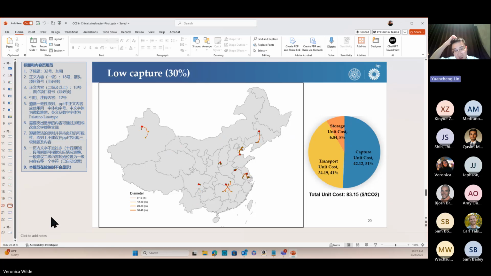Okay, you can also verify this conclusion in the low capture scenario, which means that only 30% of CO2 can be captured. In this scenario, only 41% of the transport cost is needed, which means that only some sources that have very good storage sites nearby can be captured. Okay, next slide.